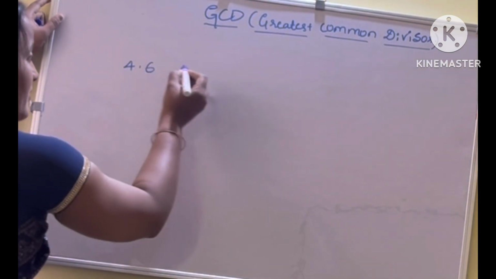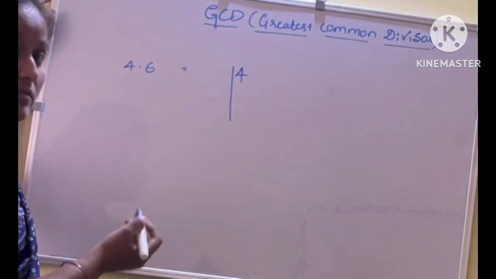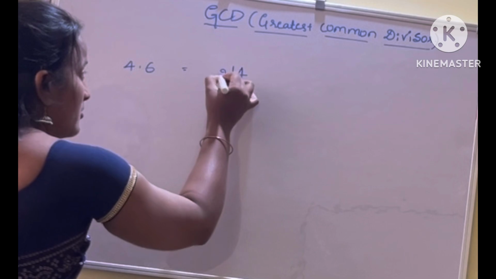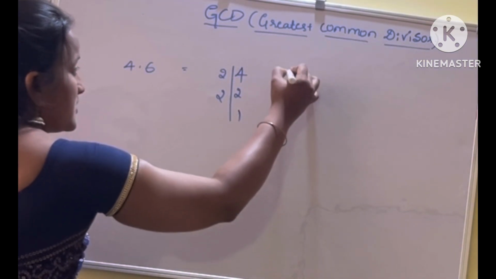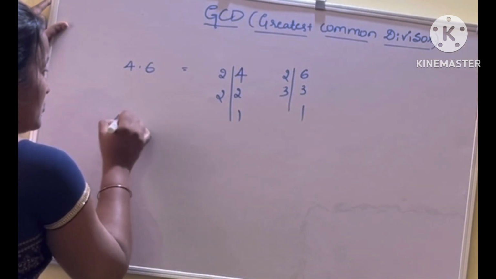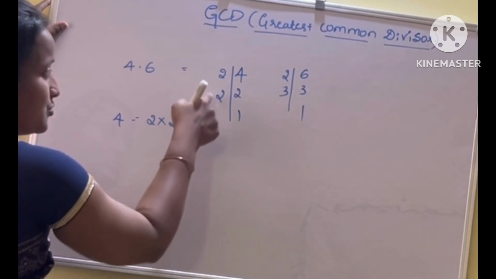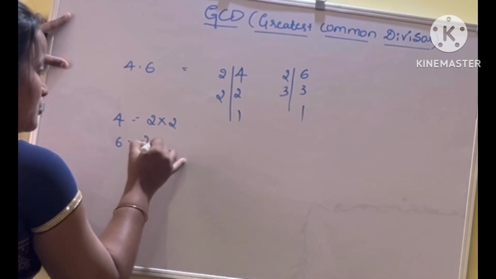First we'll check the divisors of 4 and the divisors of 6. The factors of 4 are 2 twos are 4, 1 fours are 4. The factors of 6 are 2 threes are 6, 1 sixes are 6. So the prime factors of 4 are 2 and 2, and the prime factors of 6 are 2 into 3.